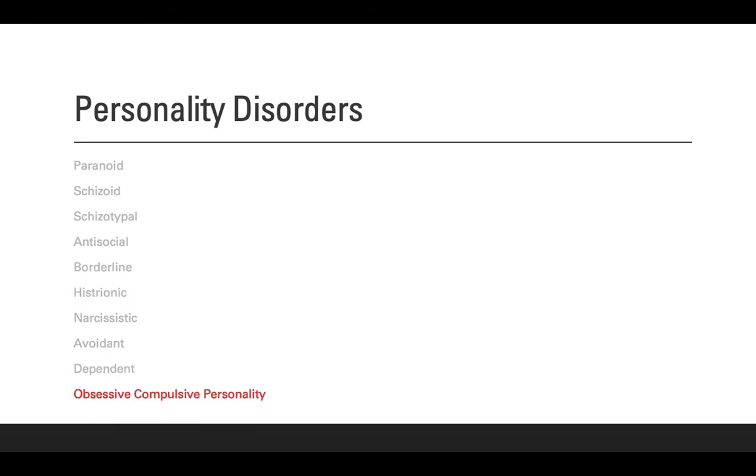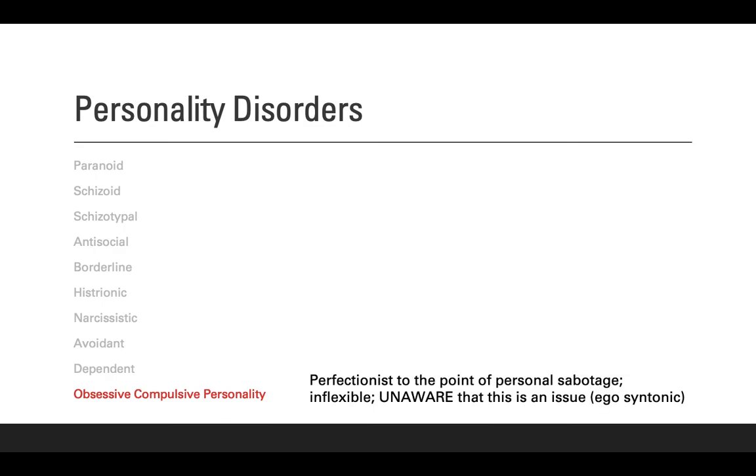Next thing is obsessive compulsive personality disorder, in contrast to obsessive compulsive disorder. This is what a lot of people, laymen, say, oh, I have obsessive compulsive because I need things to be this way and this way. No, that's obsessive compulsive personality. Just a pet peeve of mine. But this is the perfectionist to the point of personal sabotage, where they get fired because their work is always late because they spend so much time making sure it's perfect. They are inflexible. They are obsessed with being on time and other people being on time.